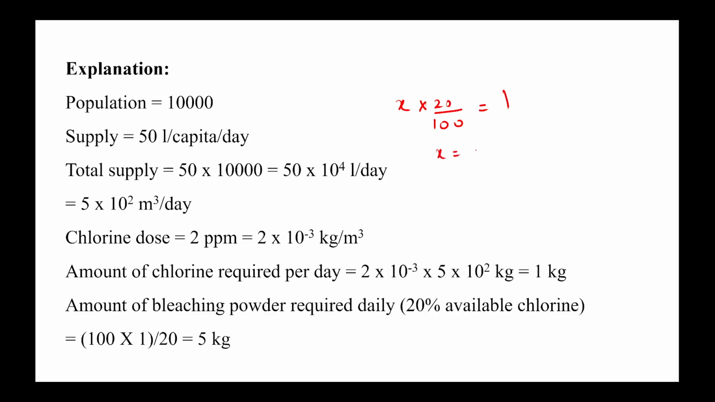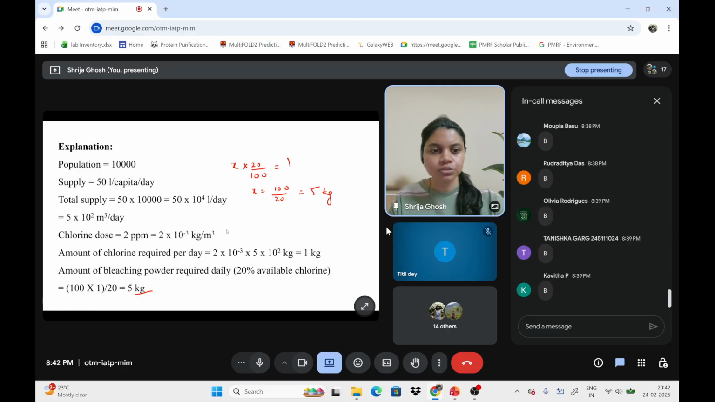So x would be equal to 100 by 20, that is 5 kgs. So the amount of bleaching powder that is required would be 5 kgs. Okay. So option B, all of you have answered option B. That is the correct answer.